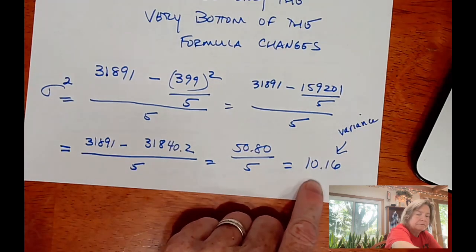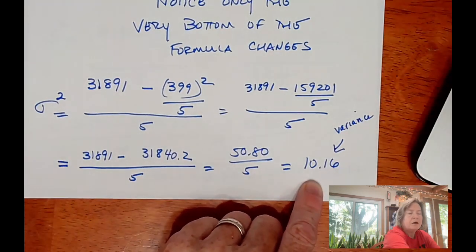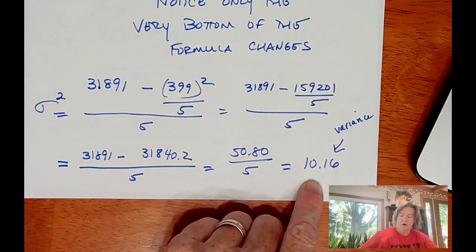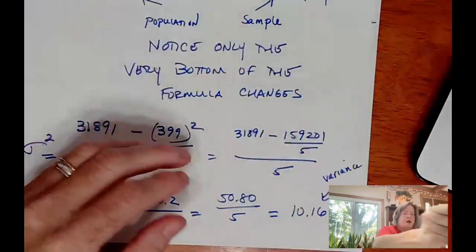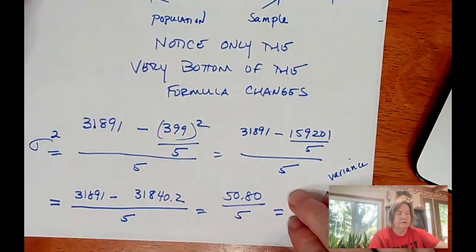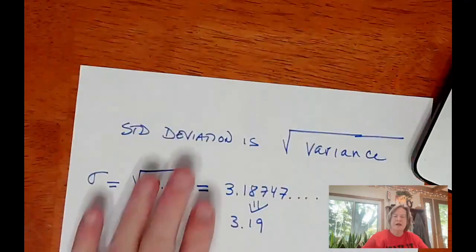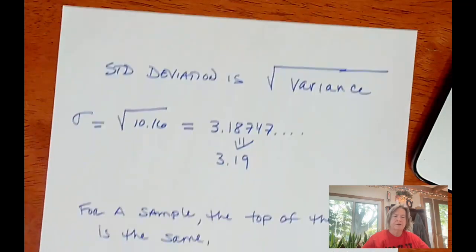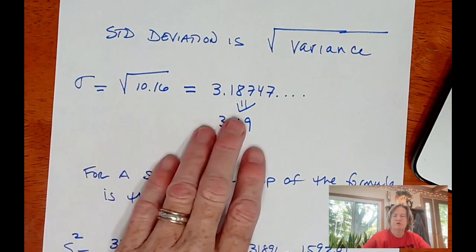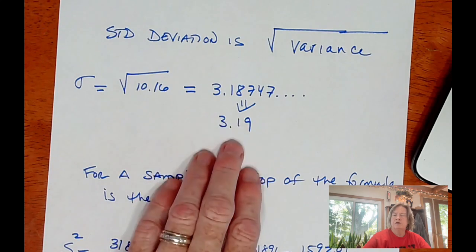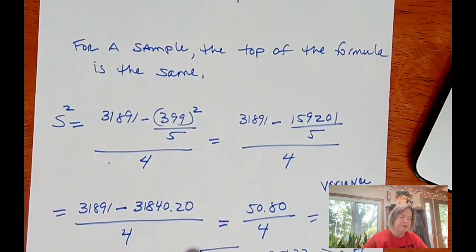And okay, when we did it before for the variance, in the last one, we also got the 10.16. You take the square root of that. Okay. The standard deviation is the square root of the variance. Okay, so for a population, that's the symbol we use. The square root of 10.16 equals 3.18747, so 3.19.